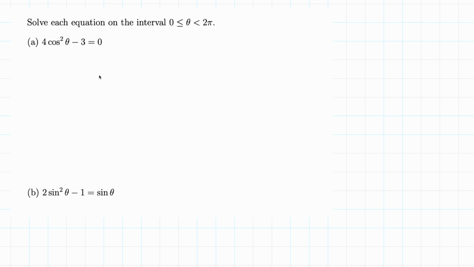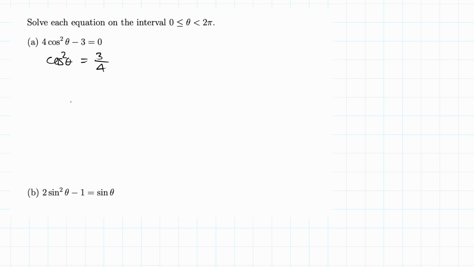First, we want to isolate cosine theta. We got a squared cosine theta. Then we get theta values from there. So to isolate cosine theta, add 3 to both sides and divide by 4. So we get cosine squared theta equals 3 over 4. So this is cosine theta squared, just written in this way.